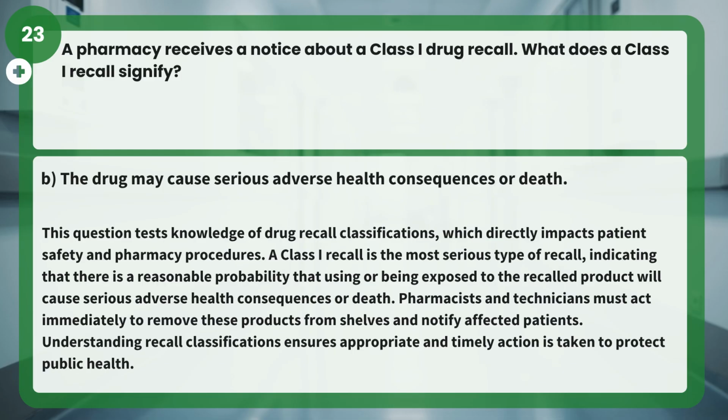Answer: B. The drug may cause serious adverse health consequences or death. This question tests knowledge of drug recall classifications, which directly impacts patient safety and pharmacy procedures. A Class 1 recall is the most serious type of recall, indicating that there is a reasonable probability that using or being exposed to the recalled product will cause serious adverse health consequences or death. Pharmacists and technicians must act immediately to remove these products from shelves and notify affected patients. Understanding recall classifications ensures appropriate and timely action is taken to protect public health.